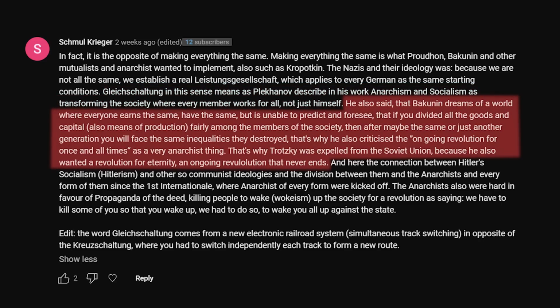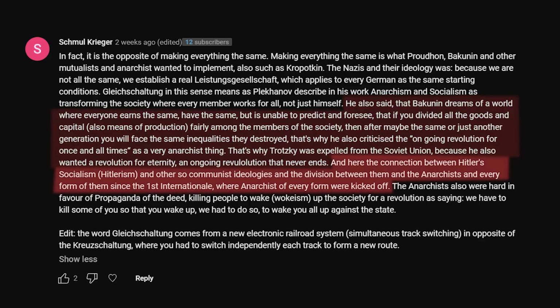He then proceeds to explain that the anarchist socialists and others like Trotsky wanted a permanent revolution, meaning it continued for the rest of time, whereas other socialists and communists believed that the revolution would be a one-and-done thing. So the revolution would occur and then it would end and you would have paradise. The anarchists believed it would never stop, and he says, and here the connection between Hitler's socialism, Hitlerism, and other communist ideologies and the division between them and the anarchists and every form of them since the First Internationale, where anarchists of every form were kicked off.